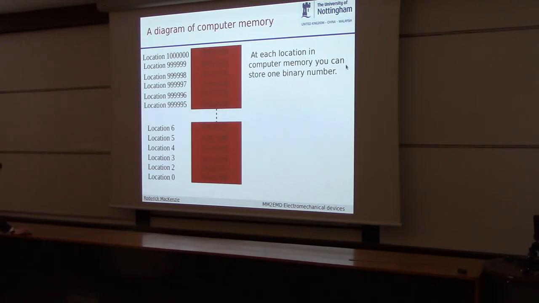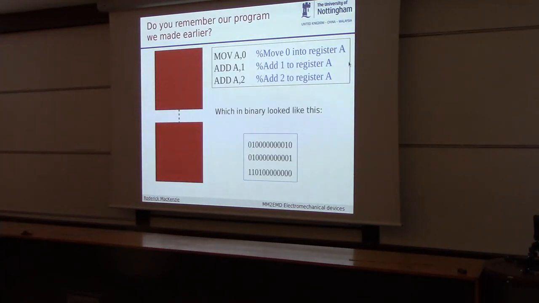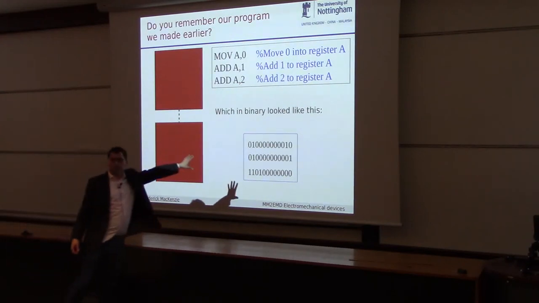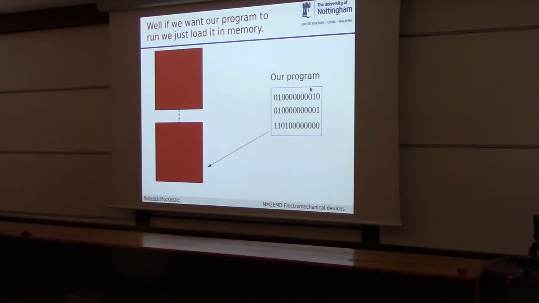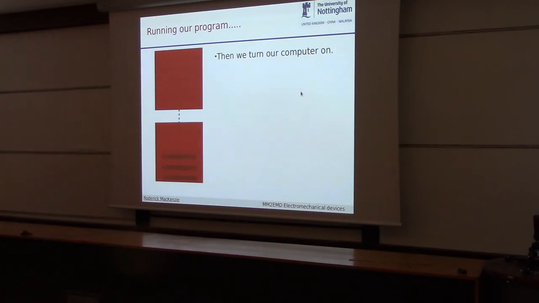Now this is where it gets good, because I'm going to show you how computer programs execute. Do you remember our program we made just now that moved 0 to A, 1 to A, 2 to A, and we generated this series of binary numbers? Well, if we want the computer to run this, all we need to do is stick it in memory. Literally just stick it in memory like this, and then you turn the computer on. What will happen is it just starts executing code at the zeroth memory location. That's all it does.